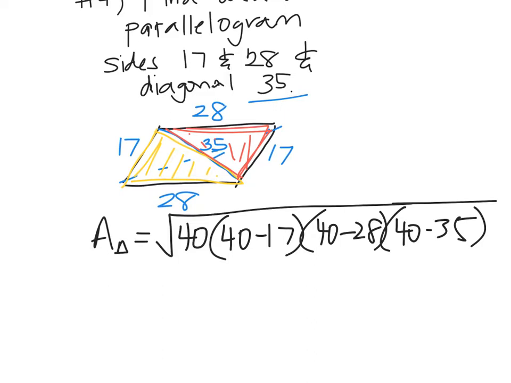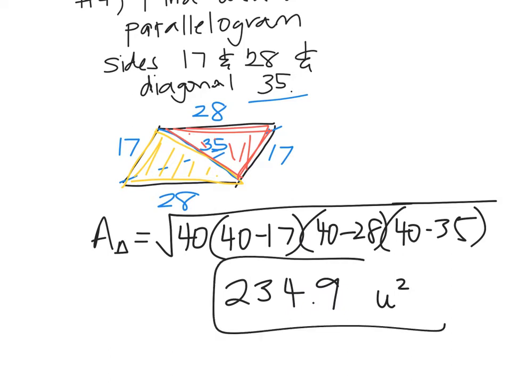All right. So what'd you get? Me too! 234.9? 234.9 units squared. They didn't tell us what kind of units it was. So that's the area. Done.